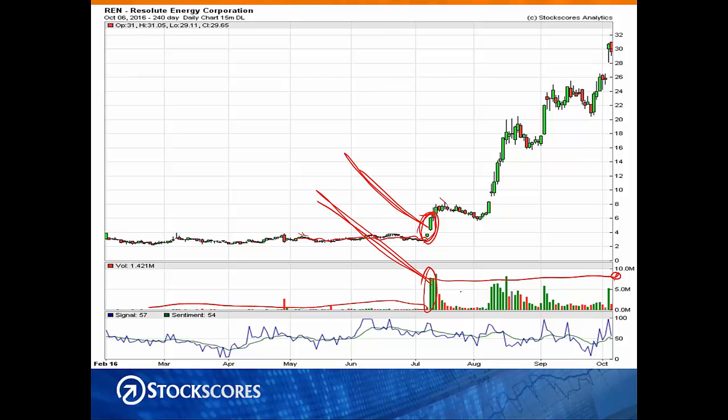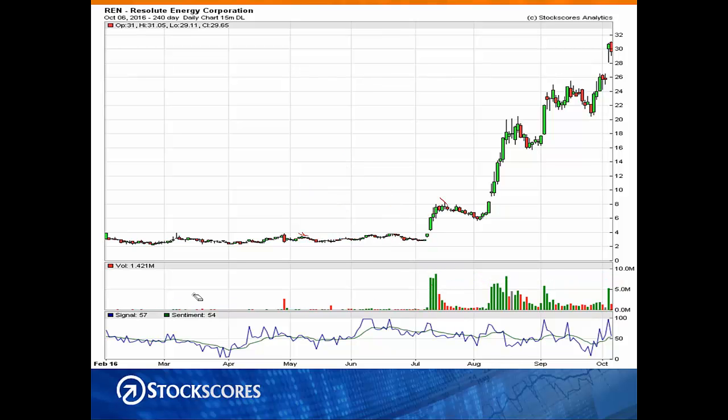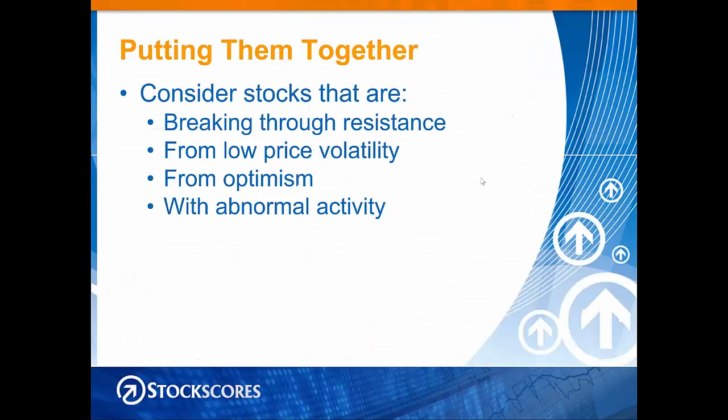Now let's put these all together. When you have situations where you have low volatility, optimism, breaking from low volatility, with abnormal activity, you often get strong upward trends because there's positive change in fundamentals there that drives price higher. Okay, we'll go over that in just a minute again.